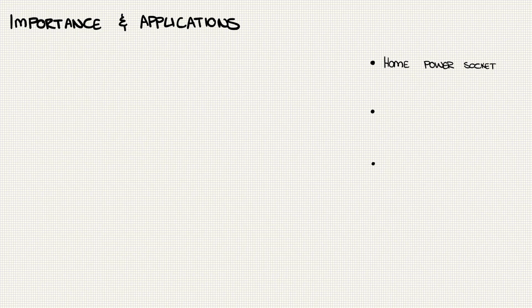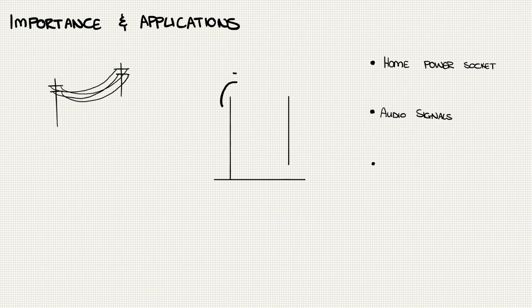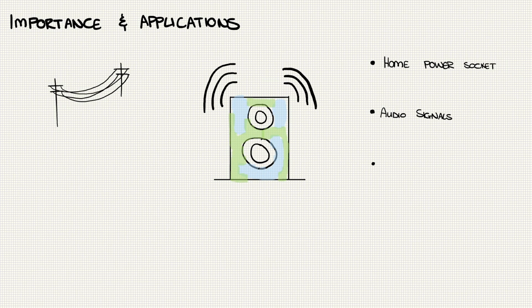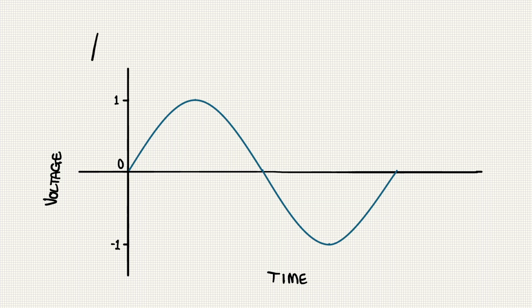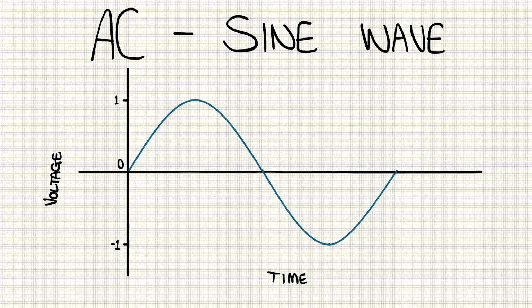The sine wave is the heartbeat of AC power systems. It is smooth and predictable, making it ideal for power generation, transmission, and electronics. Applications range from your home power socket to audio signals and radio waves. In conclusion, the AC sine wave is the invisible rhythm that keeps modern technology alive.